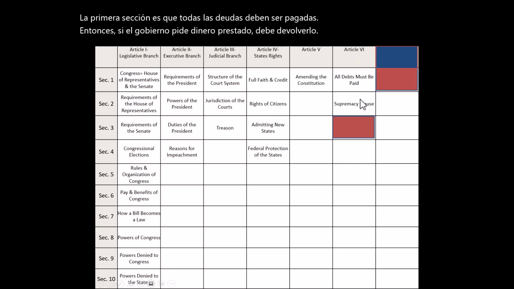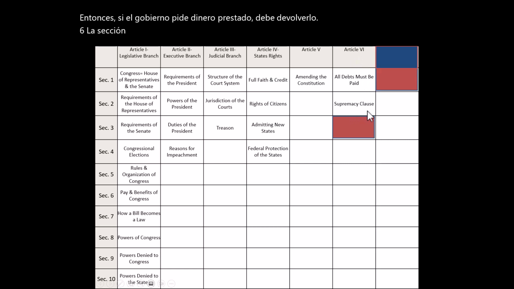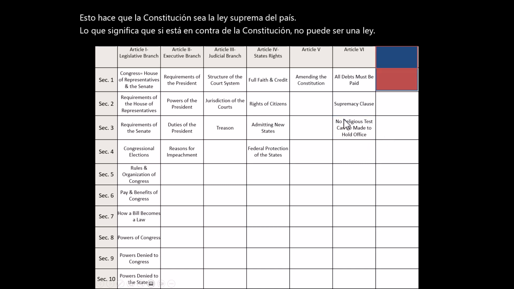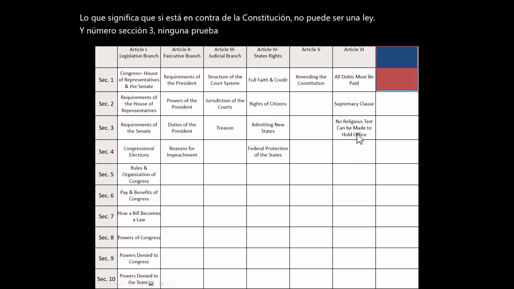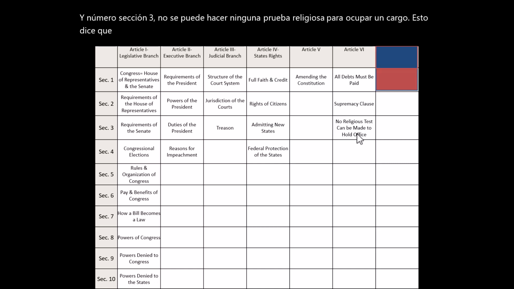Article 6, Section 2 is the Supremacy Clause. This makes the Constitution the supreme law of the land, which means if it's against the Constitution, it cannot be a law. And Section 3, no religious test can be made to hold office. This says that you do not have to follow a specific religion to be in Congress or president or in any state elected office.